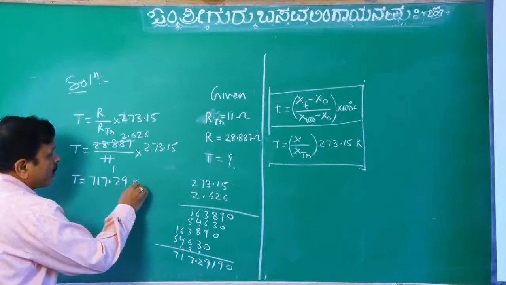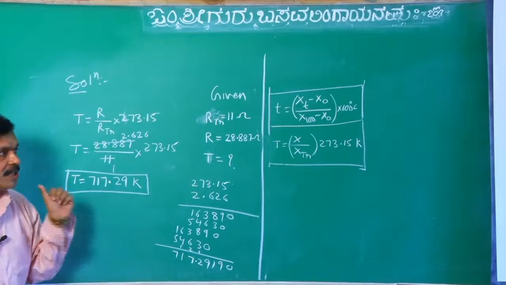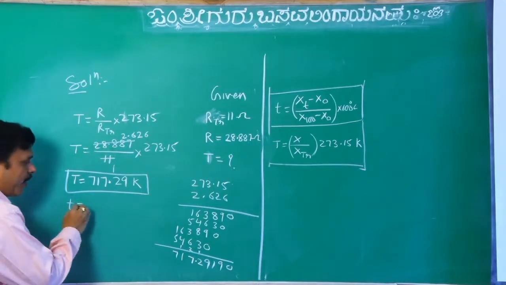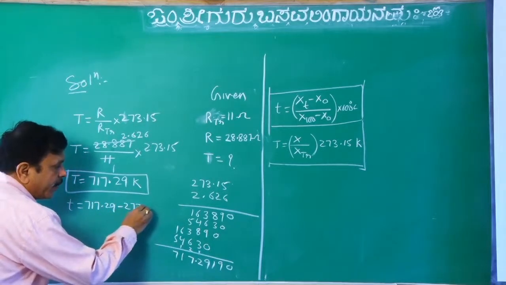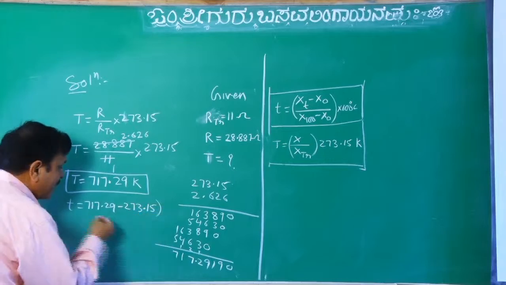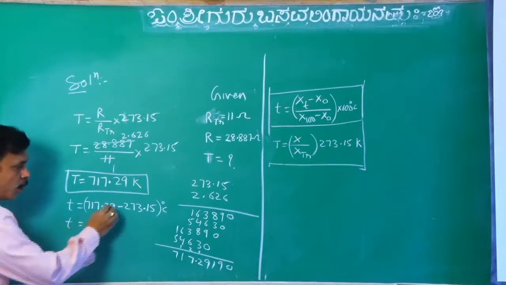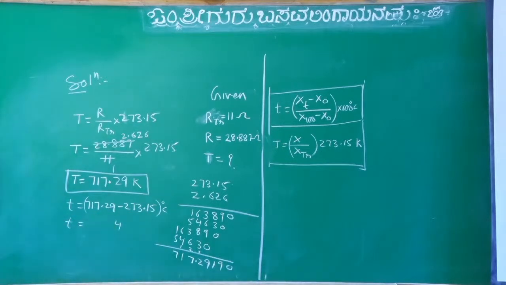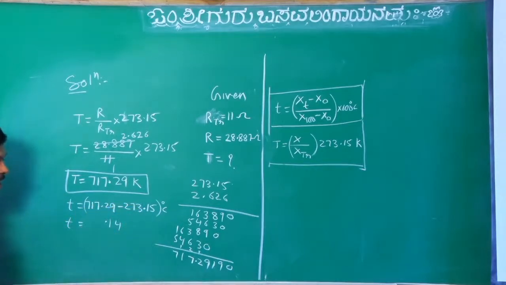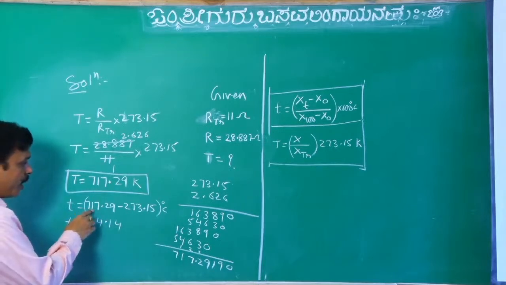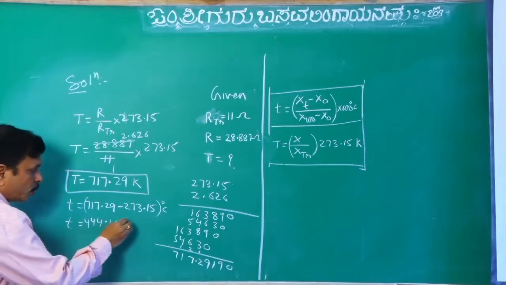So this answer will be in terms of Kelvin, but the answer asked is not this. They asked the temperature in degrees Celsius. We can write that as 717.29 minus 273.15. Then this answer will be in terms of degrees Celsius. Subtracting: 9 minus 5 is 4, 2 minus 1 is 1, 7 minus 3 is 4, 11 minus 7 is again 4, 6 minus 2 is 4. So it is what?